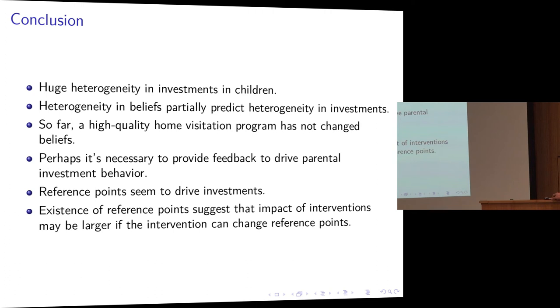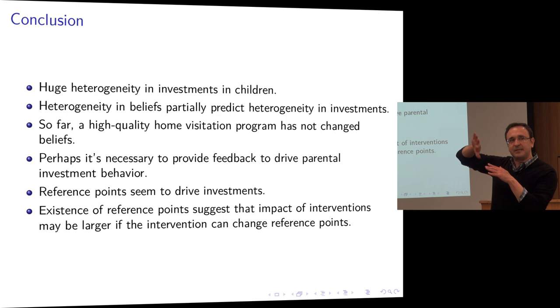Reference points, if you give me this assumption of adaptive expectation, seem to be inducing some form of social learning, which then drives investments. And then the existence of these reference points and these update rules suggest that really we're talking about these models that may have tipping points. So if you convince enough people that this is not the true value that you should be working with, this is this higher value here, these tipping models have this notion that the equilibrium might move from a low equilibrium to a high equilibrium.